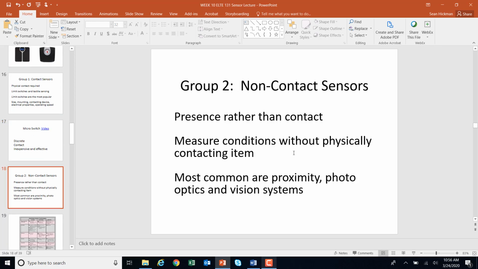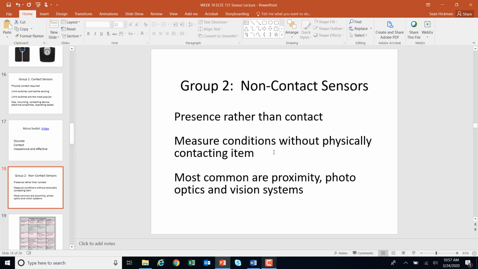Non-contact sensors. This is what the lab is about this week. Okay, so this is the focus of the lab. This requires presence rather than contact. You just need to be in the ballpark. They measure conditions without physically contacting them. Most common are your proximity, your photo optics, and your vision systems. We're not going to study vision systems in this one. We're going to study proximity and photo.